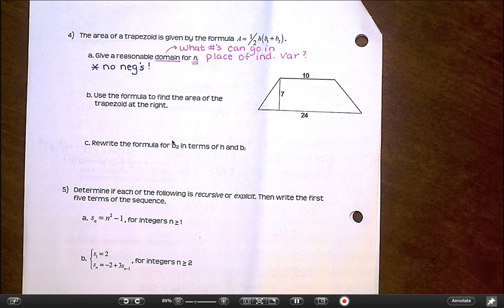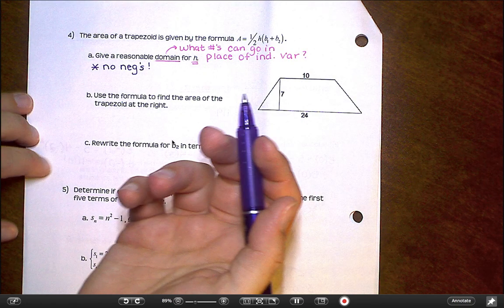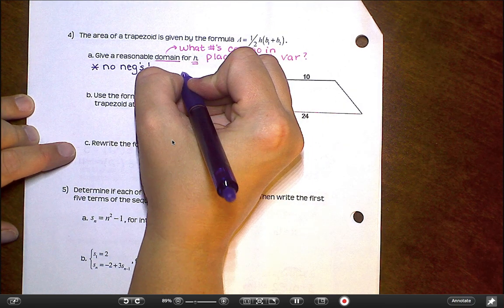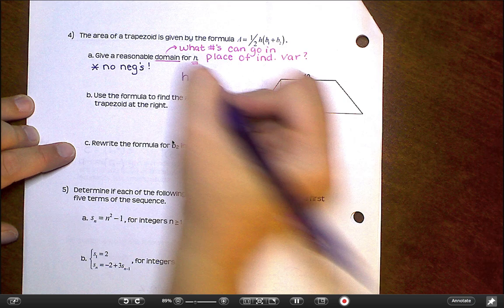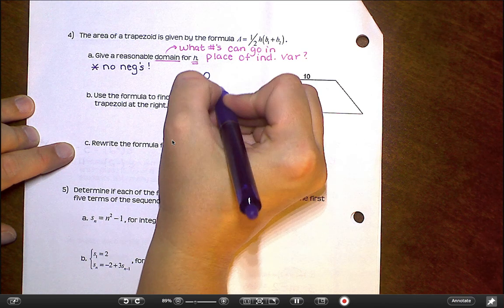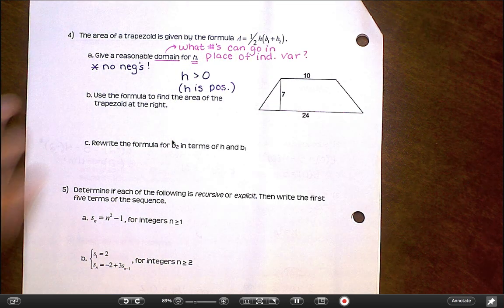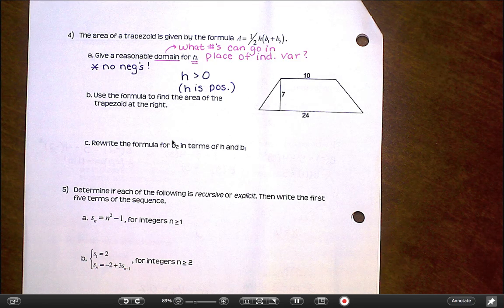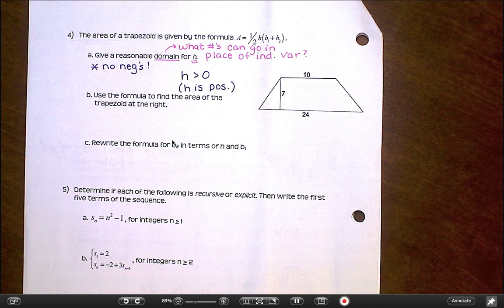And so then when I say reasonable domain, I want to say, all right, what is H allowed to be? And I would say something along the lines of H just has to be greater than 0. Or I could say H is positive. Either one of those is okay. If you got more specific with rational numbers or real numbers, that's perfectly fine. I did have some people say whole numbers. Keep in mind that you could have a height of like 2.5. So whole numbers would not be correct here. Really what I'm looking for is just the fact that it has to be positive.